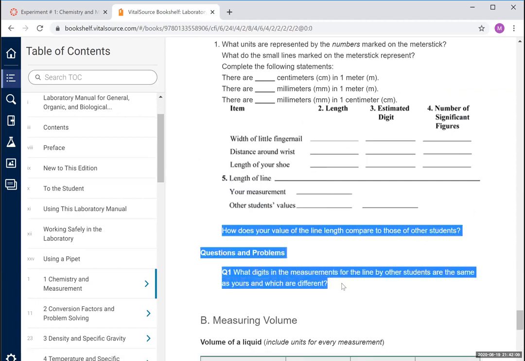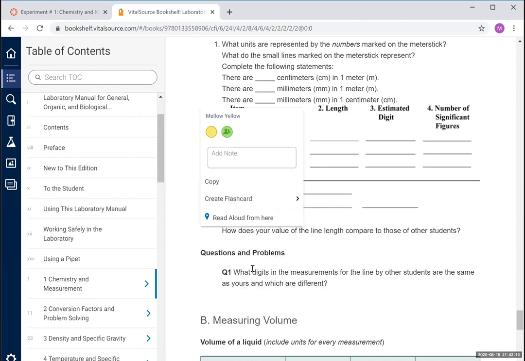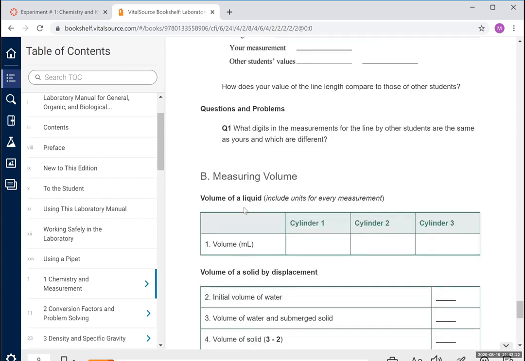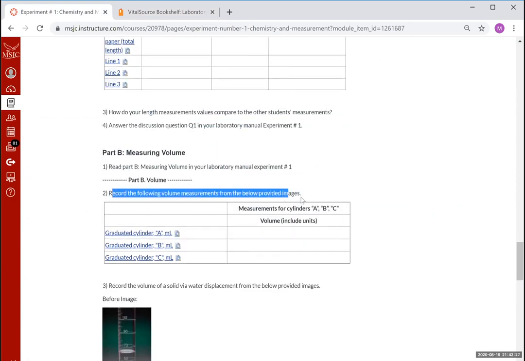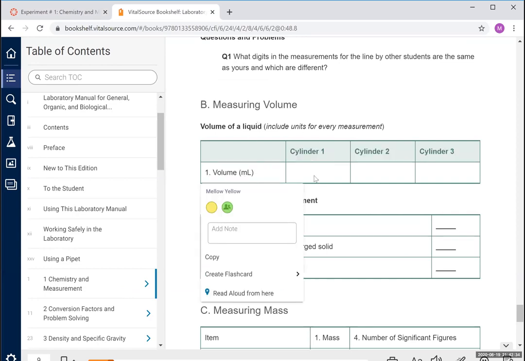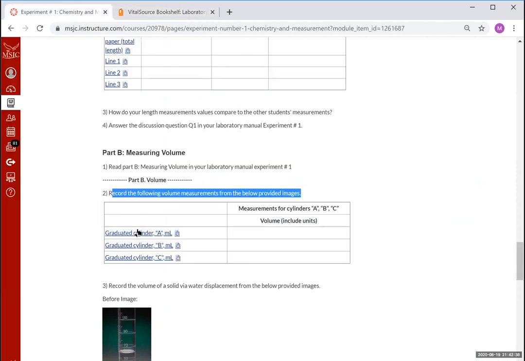How does the value of your line length compare to other students? And then you're going to answer question 1, which is what digits in the measurement are the same and which are different compared to the other students. So you're always going to answer these discussion questions. For part B, measuring volume, I provided you 3 graduated cylinders, and this is exactly the same as your lab manual, so you can directly fill in your measurements into the lab manual. And just like before, the cylinders have some pictures.